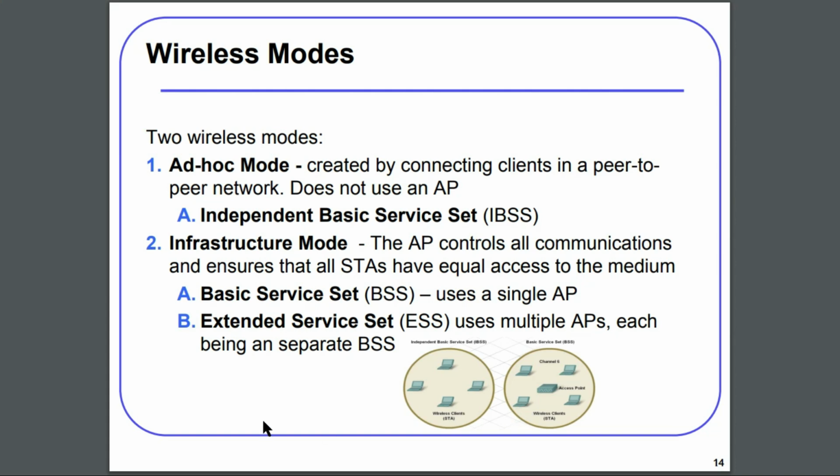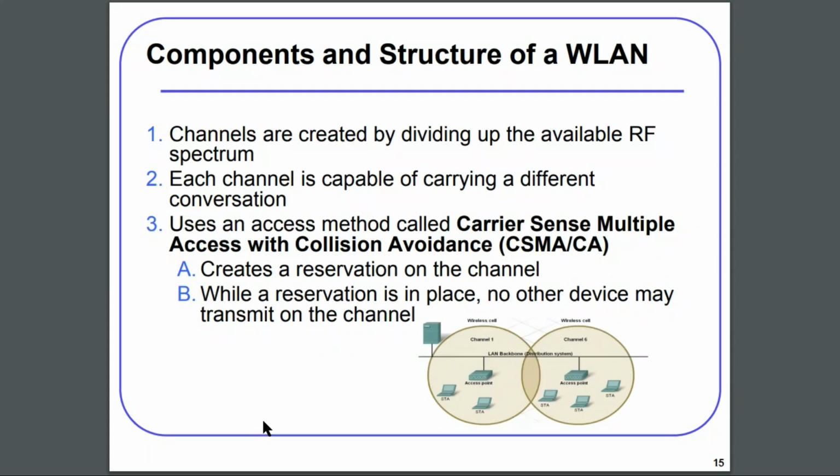So let's move to the next slide. In this slide, we can see the components and structure of WLAN. The channels are created by dividing up the available RF spectrum. Each channel is capable of carrying a different conversation. It uses an access method called carrier sense multiple access with collision avoidance, CSMA/CA, which creates a reservation on the channel. While a reservation is in place, no other device may transmit on the channel, as you can see in the picture. Let's move on to the next slide.